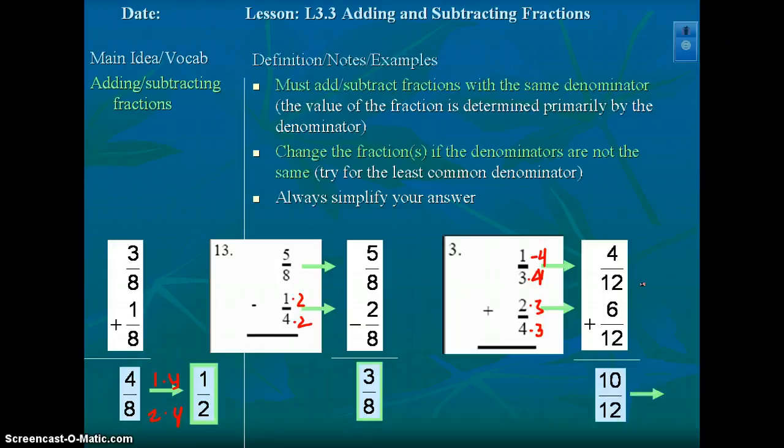This, of course, can be simplified to 5/6. A 10 is really a 2 times 5. And a 12 is really a 2 times 6. And we can take or leave the 2 times. I prefer to leave it for the simplified form, and we end up with 5/6.